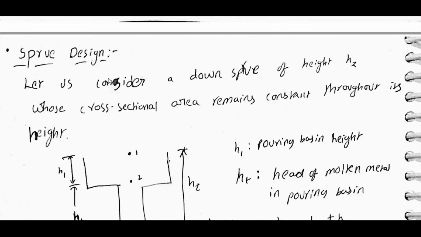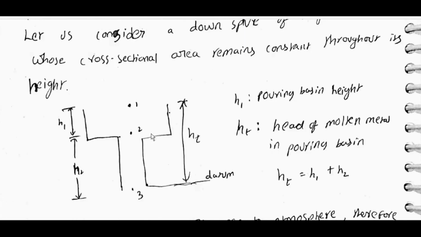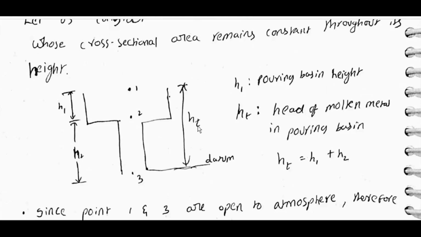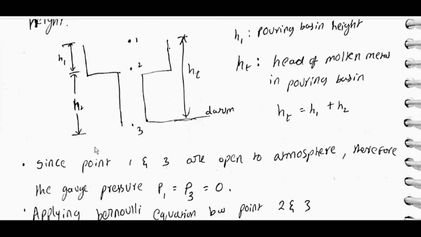Let us consider a down sprue of height H2 whose cross-sectional area remains constant throughout its height. H1, H2, HT. H1 is the pouring basin, HT is the head of molten metal in the pouring basin, HT is equal to H1 plus H2. Since points 1 and 3 are open to the atmosphere, the gauge pressure P1 is equal to P3 is equal to 0.